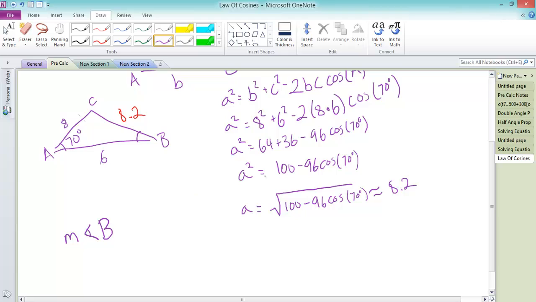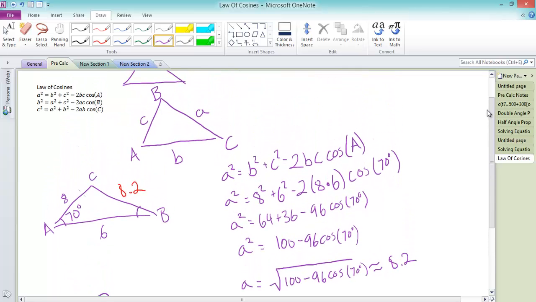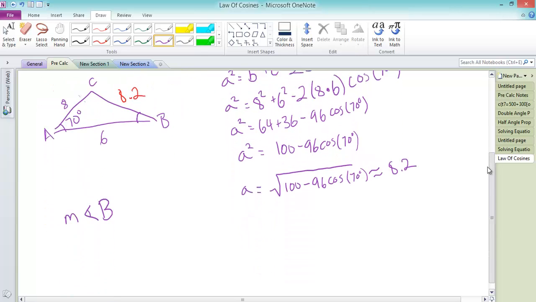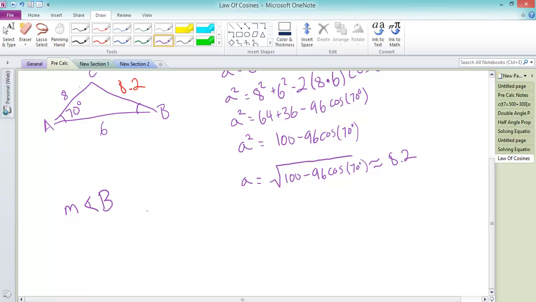Now, we have another law of cosines equation that we can use. This time, we're going to use the second one, where b squared is equal to a squared plus c squared minus 2ac cosine B. So why don't we go ahead and write that one down? b squared is equal to a squared plus c squared minus 2ac cosine of angle B.